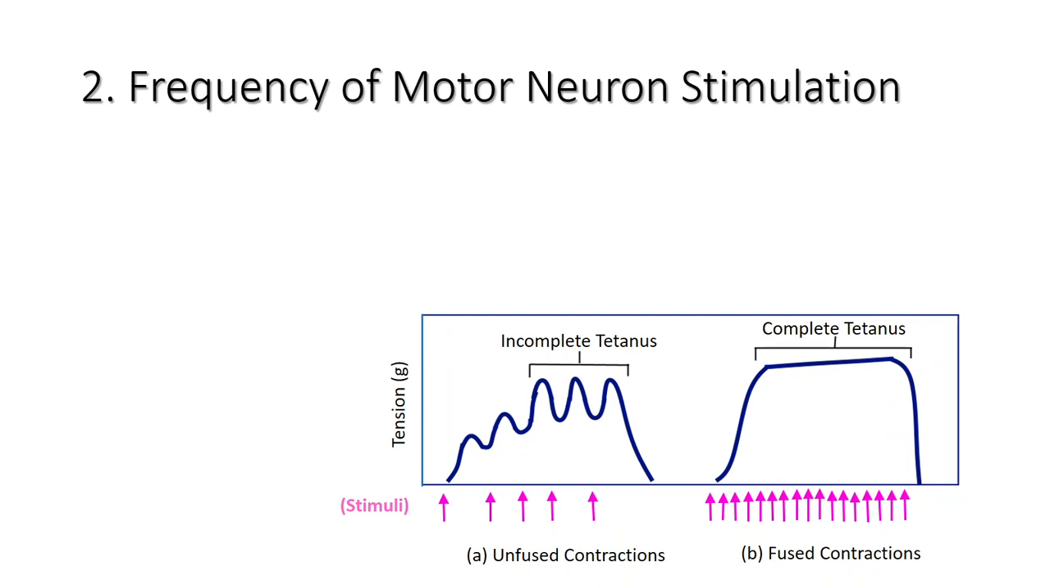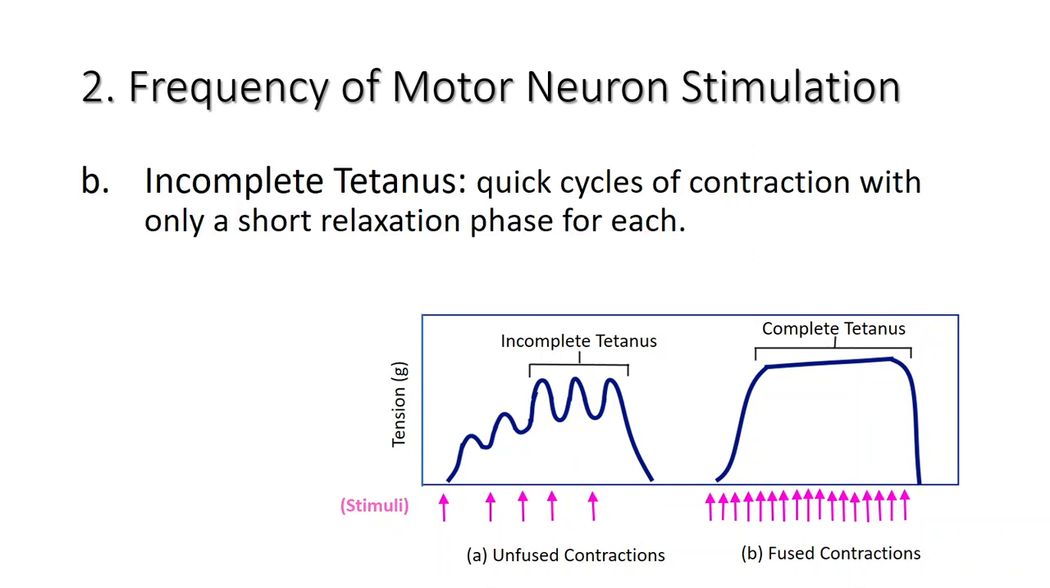If the frequency of motor neuron signaling increases, summation and subsequent muscle tension in the motor unit continues to rise until it reaches a peak point. The tension at this peak point is about 3 to 4 times greater than the tension of a single twitch, a state referred to as incomplete tetanus. During incomplete tetanus, the muscle goes through quick cycles of contraction with a short relaxation phase for each.